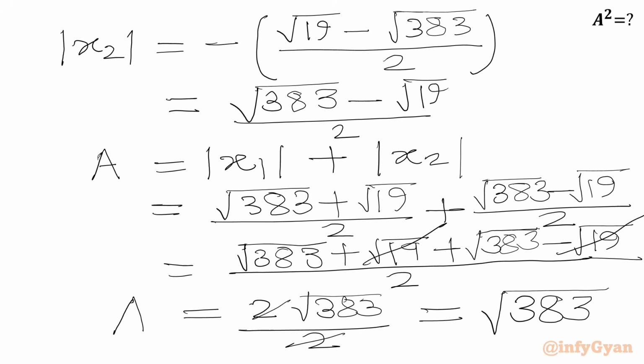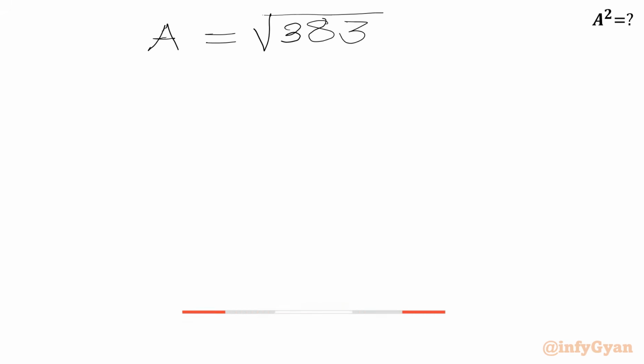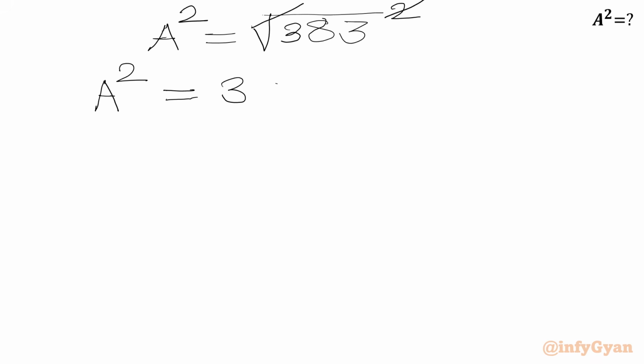Now in the problem, a square is asked. We have to consider squaring both sides. So I will write here a equal to square root of 383. We will put power to both sides, so square root and square will be cancelled out. We are going to get our required answer for a square. Value will be equal to 383.